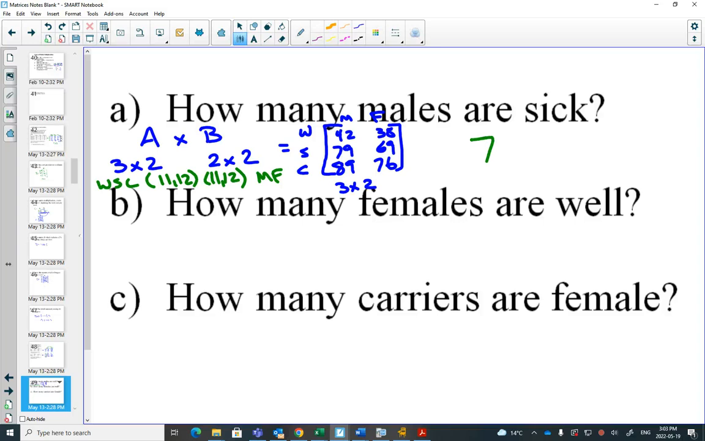How many males are sick? 79. How many females are well? 38. How many carriers are female? 76.